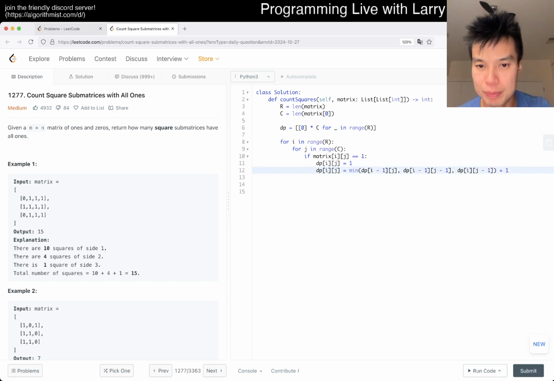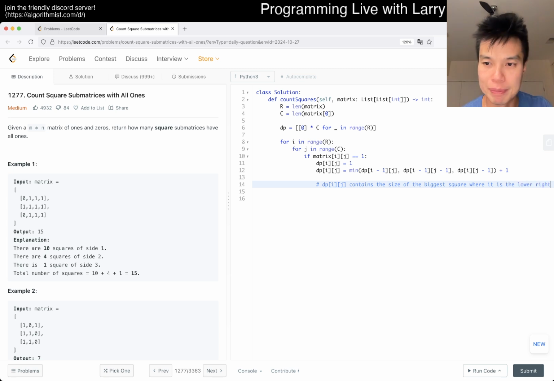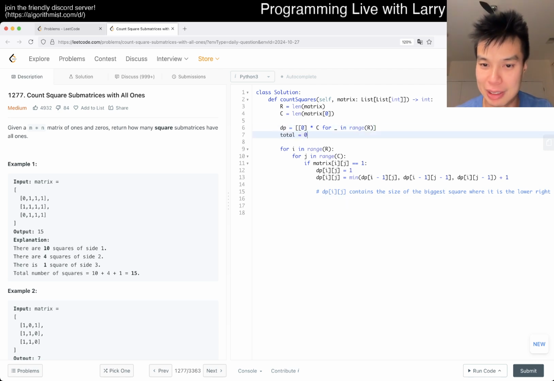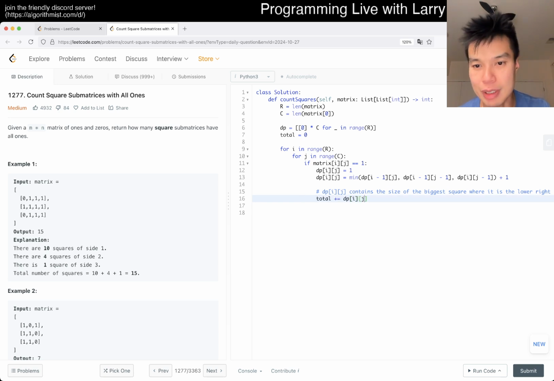So now dp of i j contains the size of the biggest square where it is the lower right. And the fun thing about this, which you can see as summing up, is that if the biggest size is 3, then there are actually 3 squares that have that cell as the lower right, right? Because you have one of size 1, one of size 2, one of size 3, and one of size k, or whatever the number is. Therefore, that's why you can do something like this. And that's pretty much it.